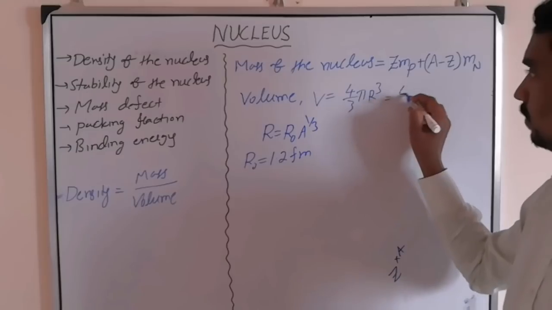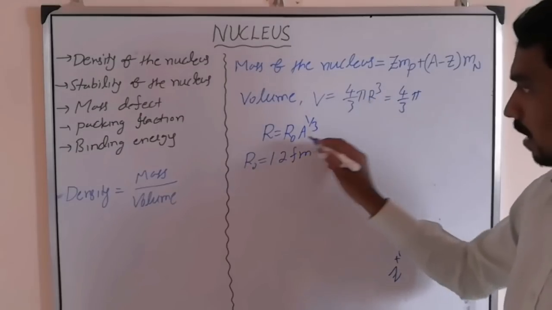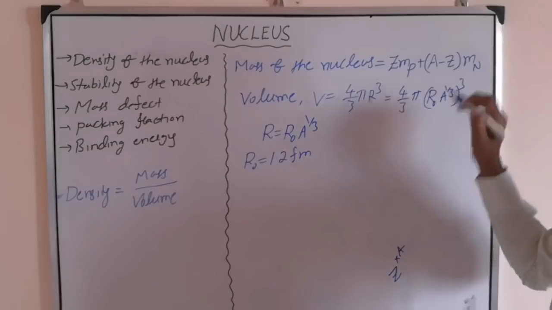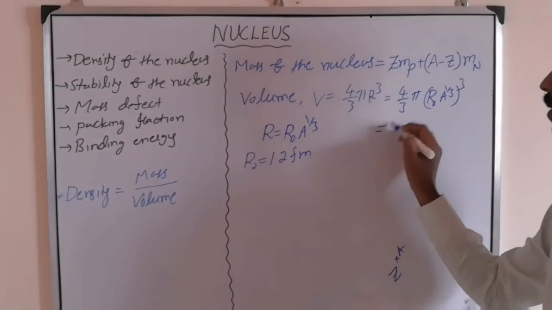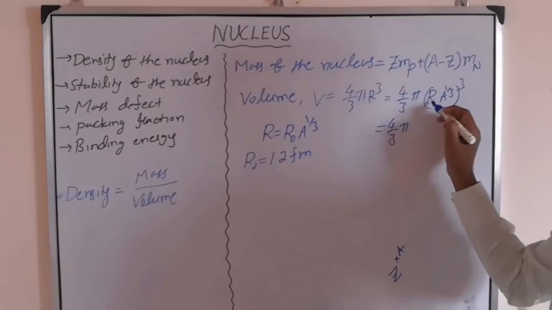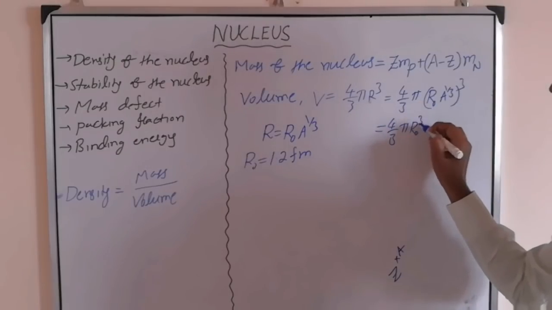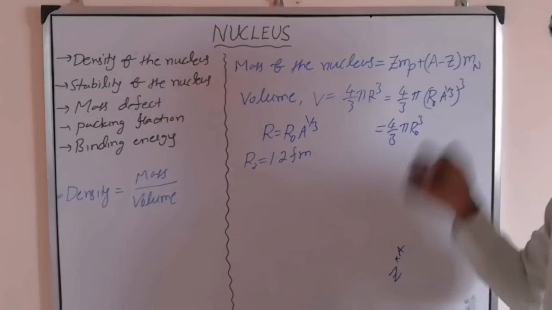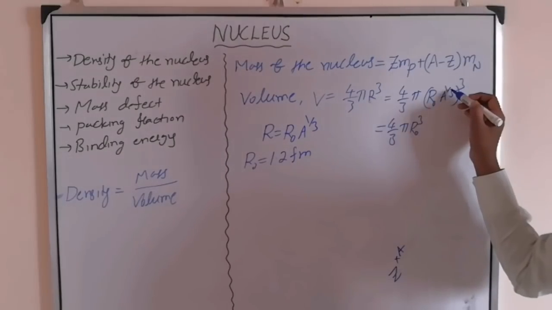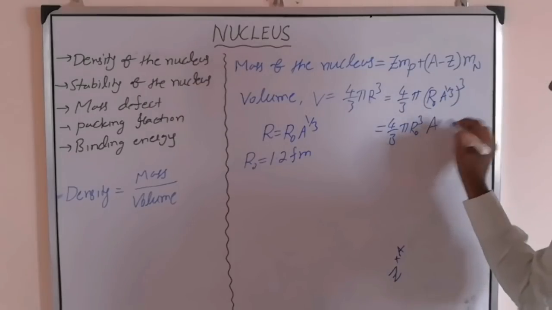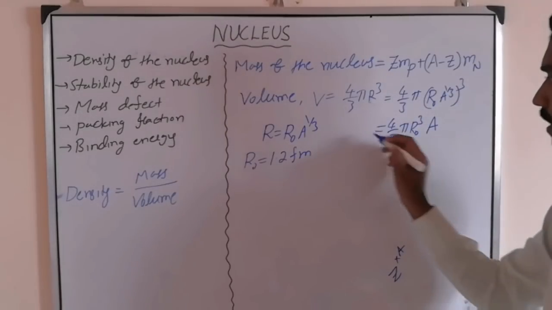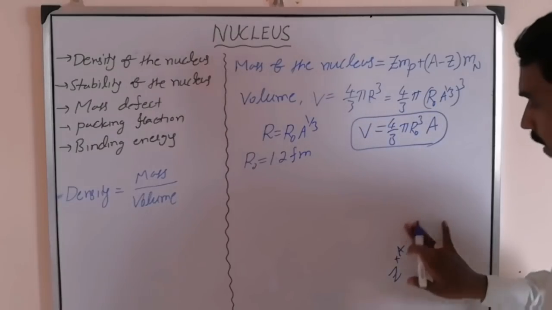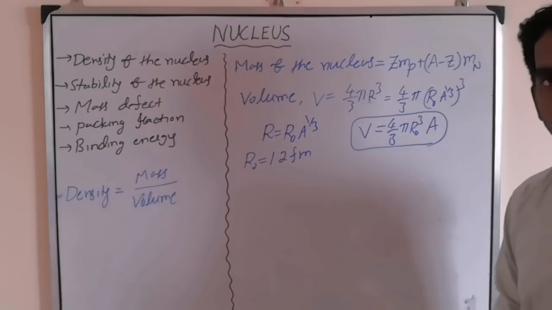Now substitute the R value in 4 by 3 pi R cube. That is 4 by 3 pi, R naught A power 1 by 3, whole cube, equal to 4 by 3 pi R naught cube, A power 1 by 3 whole power 3. The 3 gets cancelled because of 1 by 3 power 3. So what will remain? A. So this is the total volume of the nucleus. Now we have mass and volume independently.